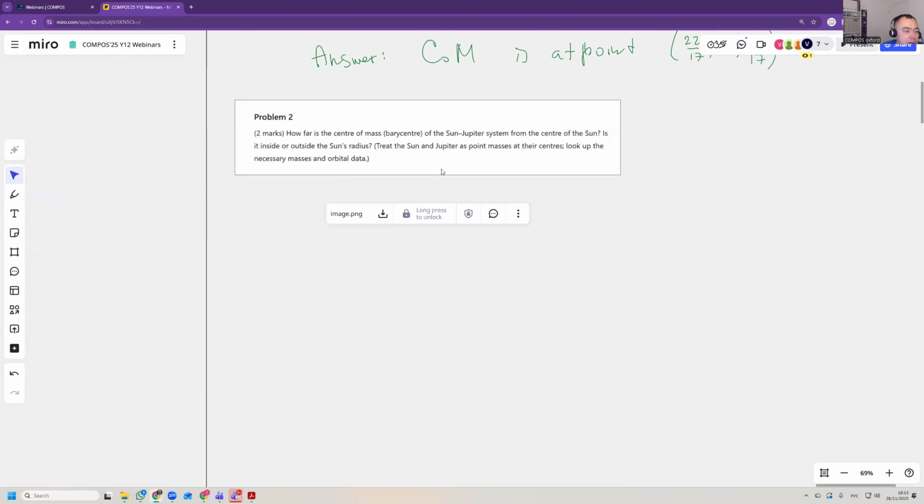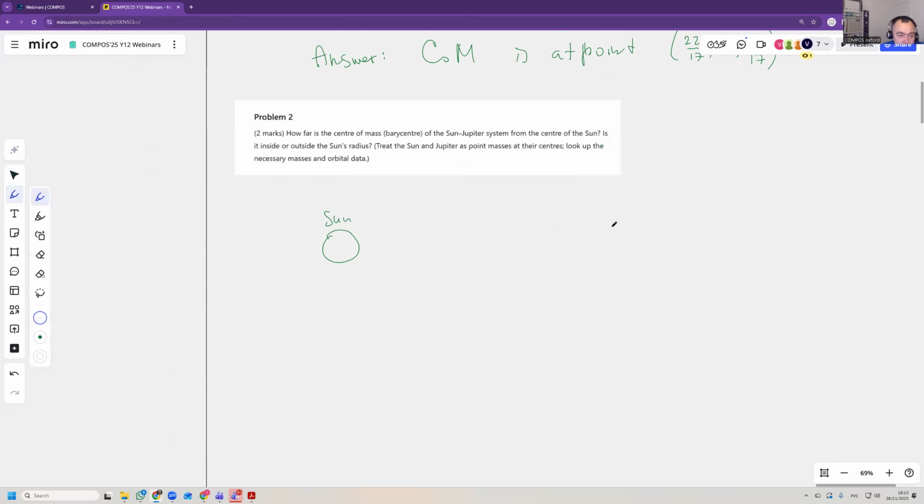Okay, so we have the Sun, we have Jupiter, not to scale. The distance is certainly not to scale. And let's draw an x-axis going through Jupiter. How far is it from the center of the Sun? So we're interested in the center of the Sun, so we might as well just say this is 0 kilometers.